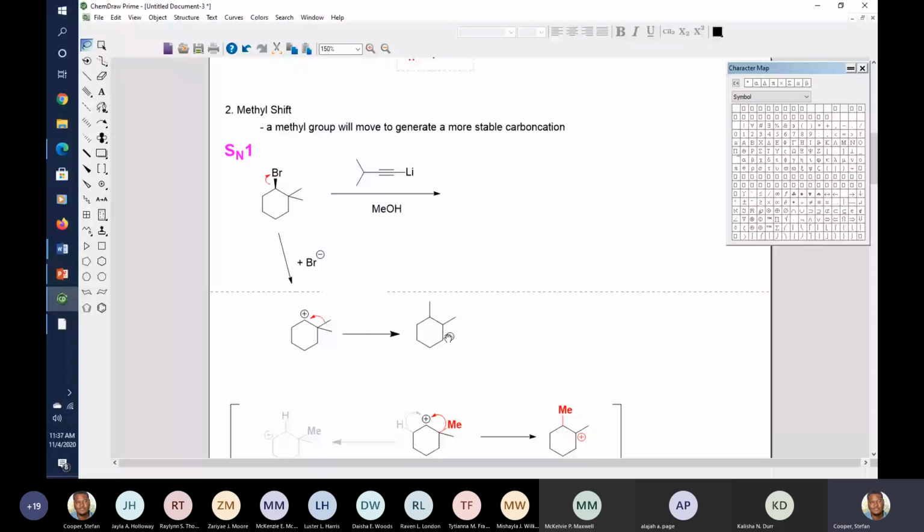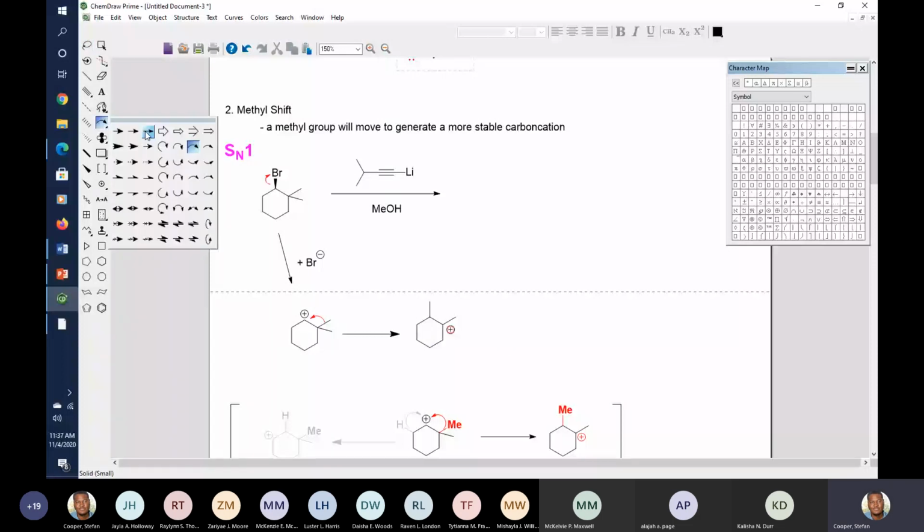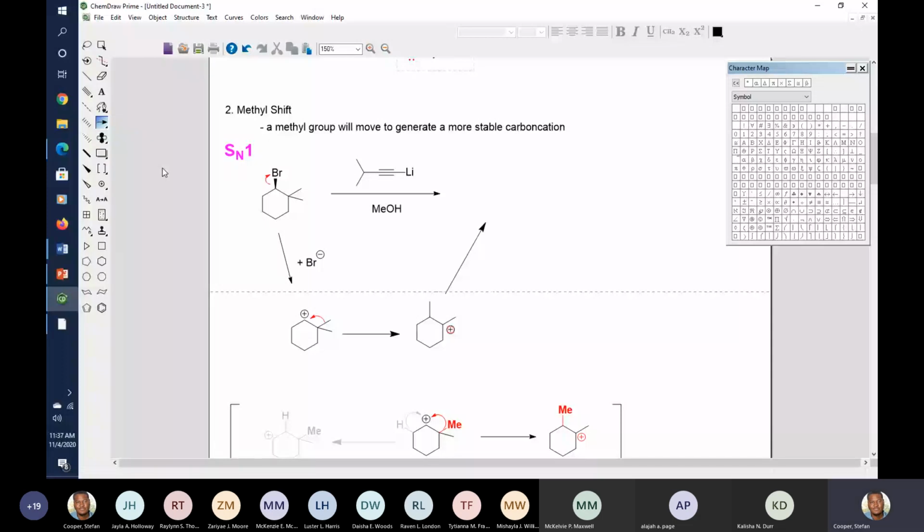Okay, so I get this rearrangement, and now for my more stable carbon cation, the nucleophile is going to attack, and my final product is going to look like what, you think? Now I'm going to have my methyl group here. All right, I'm going to have my nucleophile here.